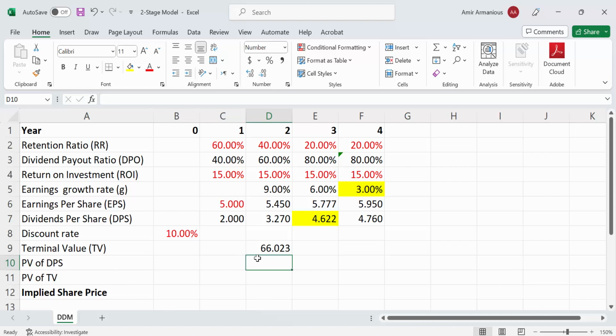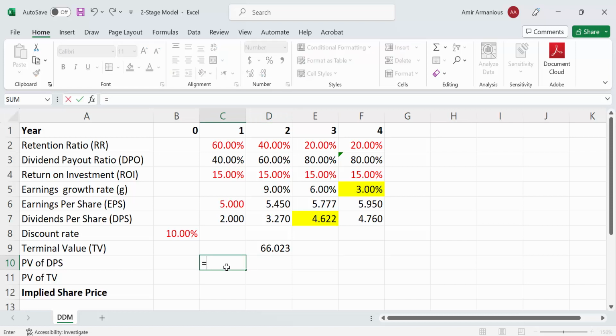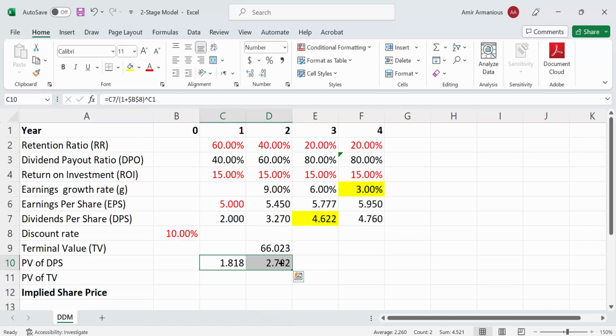Then we need to get the present value of our dividends per share. Why? Our target is to reach the implied share price, and the implied share price is the present value of all future cash flows. So in year 1, we'll say equal, our dividends per share, 2, divided by open bracket, 1 plus our discount rate, 10%, with the dollar sign, close bracket, to the power of year 1. And then I will drag it here for year 2.